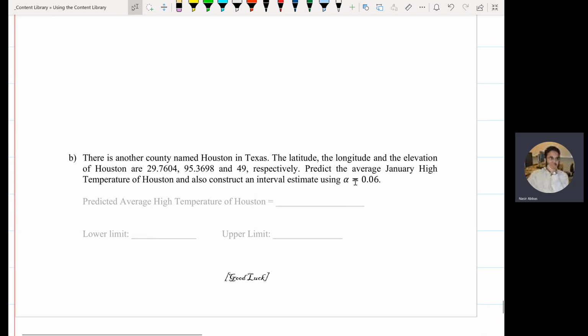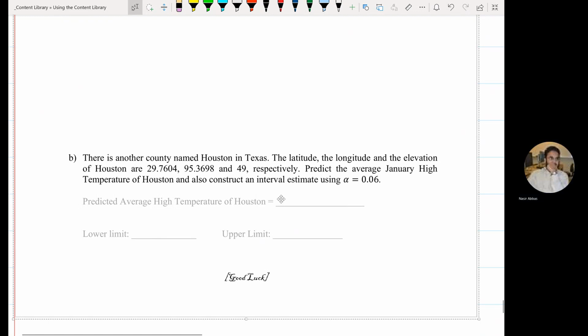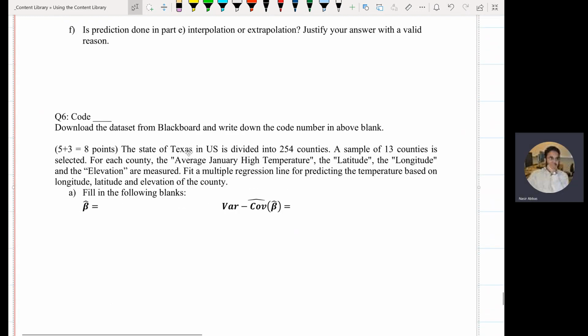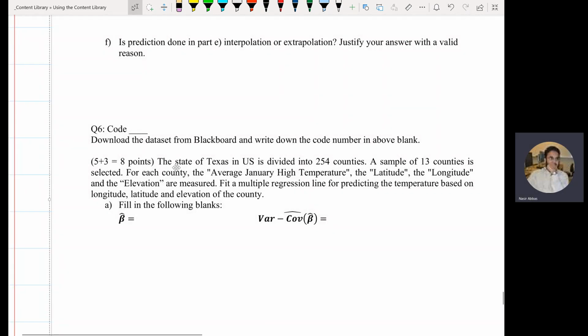Is this a prediction interval or a confidence interval? How many states am I giving you? One state, so it's a prediction interval. I'm giving you one state, Houston. I'm not asking you to take all the states with this longitude, this latitude, and this elevation. One state, Houston, I'm talking about a single state. So this is a 94% prediction interval. The variable itself is average January high temperature. Don't confuse this average with that average.